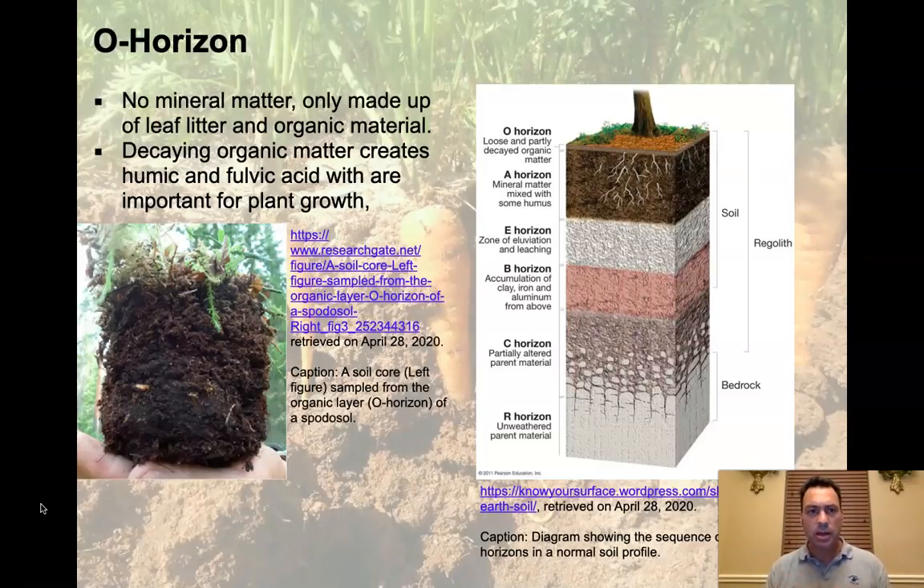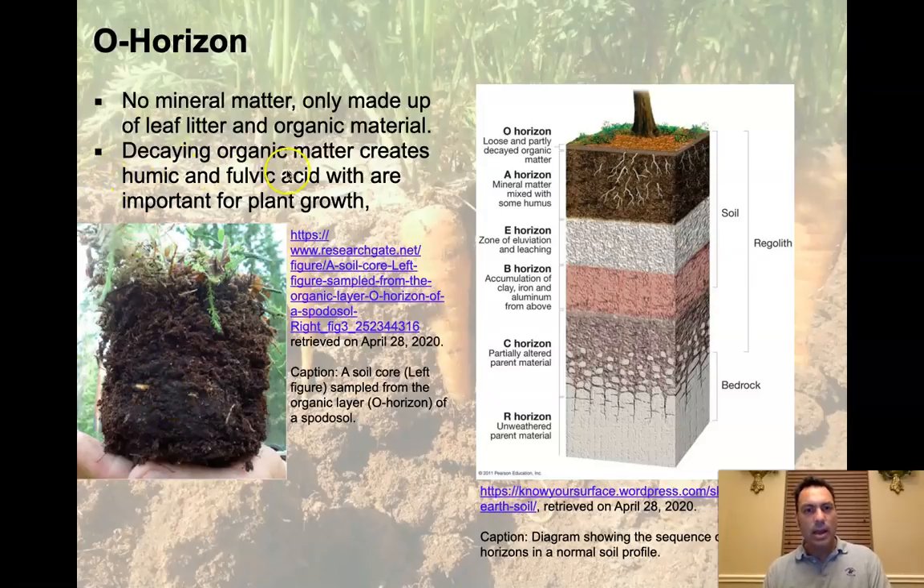First thing I want to focus on is the O horizon. In the O horizon, there's no mineral matter. It's only made up of leaf litter and organic material. Here we have a soil core that has been removed, and it shows the O horizon of a type of soil called a spodosol. Don't worry about what a spodosol is, just focus on the fact that when we look at this, we see no mineral material in here. We've got leaves, decaying twigs, probably some dead bugs, things like this in there.